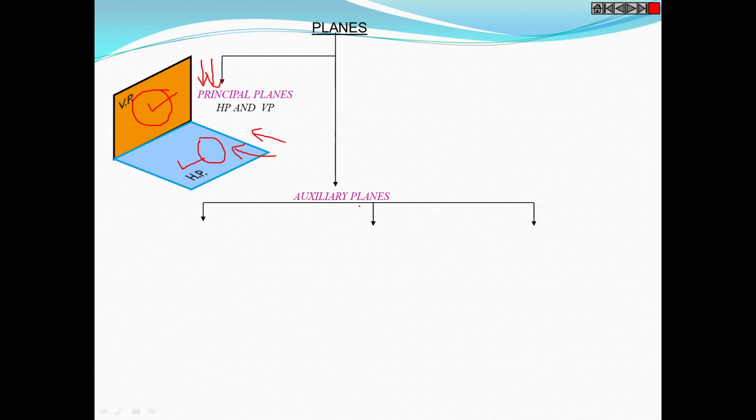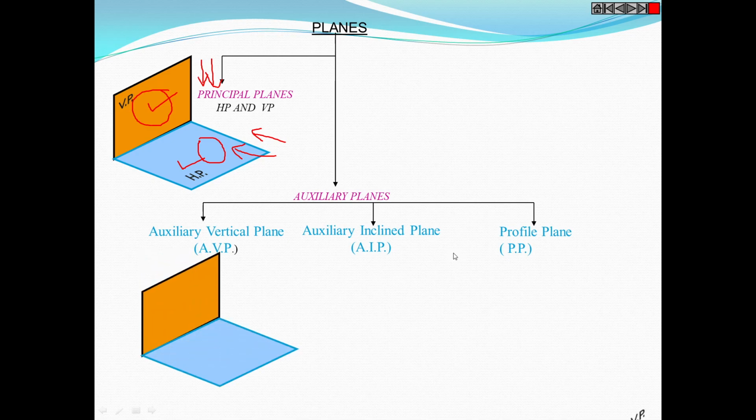So which are the auxiliary planes? We will see auxiliary planes: auxiliary vertical plane, auxiliary inclined plane and profile plane. You can see here the vertical plane and horizontal plane are the reference planes, and this is the auxiliary vertical plane. The auxiliary vertical plane is perpendicular to the horizontal plane and inclined to the vertical plane. You can see here some angle between the vertical plane and the auxiliary vertical plane.